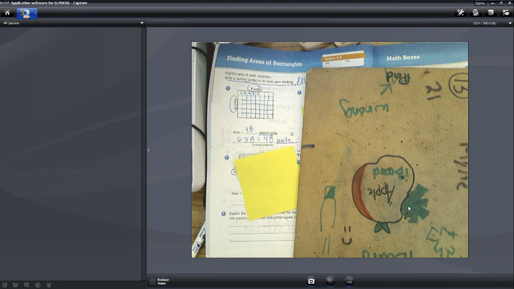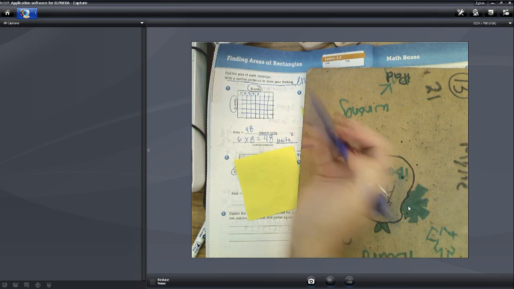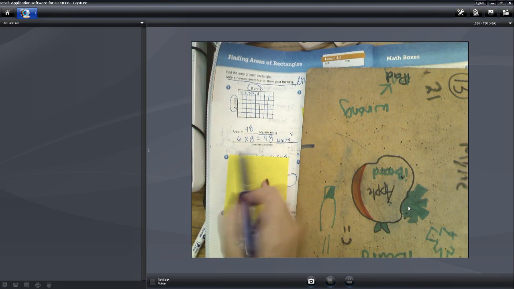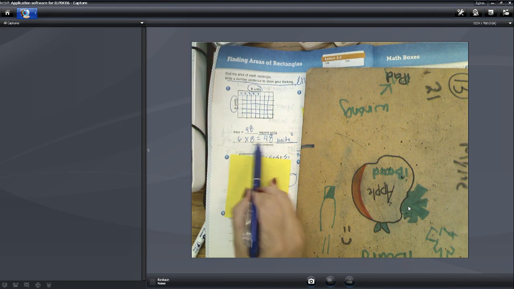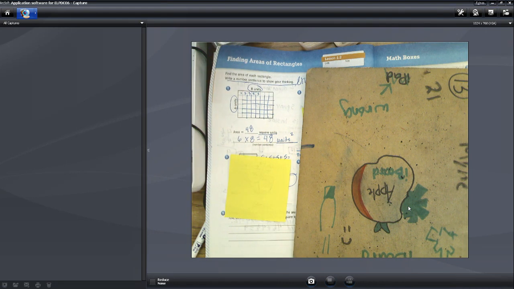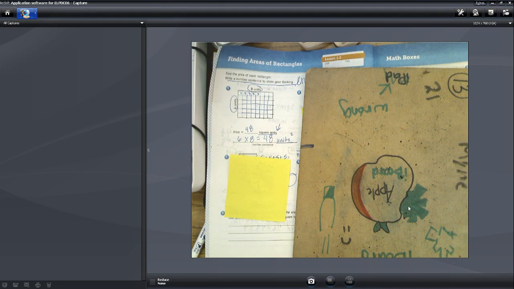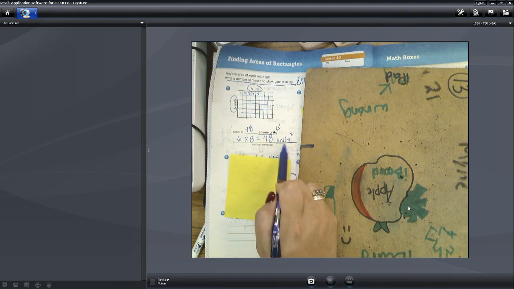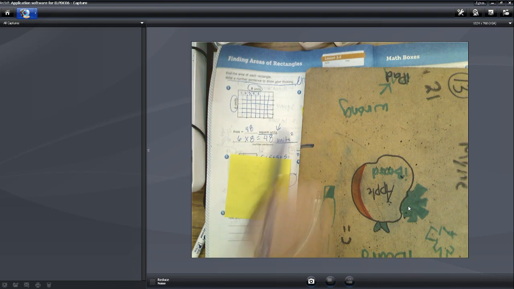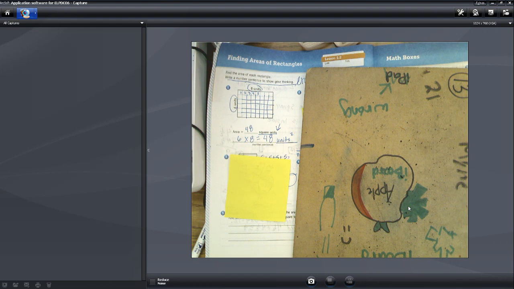Now, for number 1, it wants you to write a number sentence. A number sentence looks like this. I did 6 times 8 equals 48. Okay, that is a number sentence. The other thing that I showed you right here is you can write it as square units. So you can write it with words like that, or you can do it like I did, as units with the little 2, as units squared. I don't care which way you want to write it. You can write it either way. They both work the same. Okay?